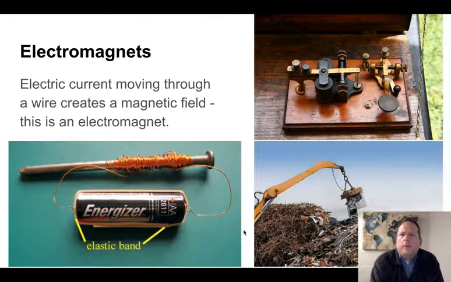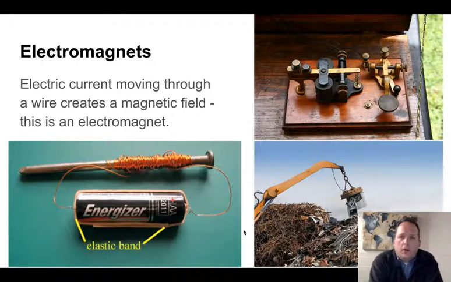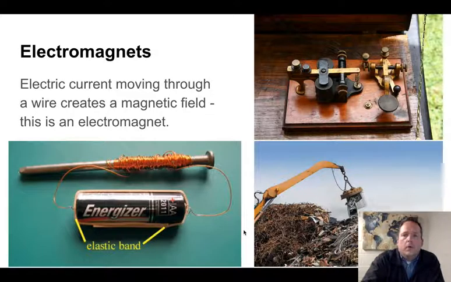Another place you see electromagnets is a scrapyard. Very often on the end of a crane there, they'll put a large electromagnet, and when that electromagnet is powered on, it picks up all of the metals in that scrap heap that are themselves ferromagnetic. And then you can swing that somewhere else, turn the electromagnet off, and they will fall into the pile at that location.